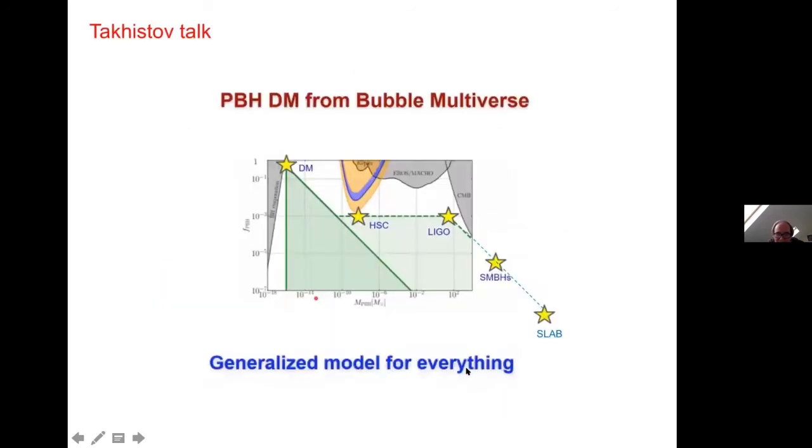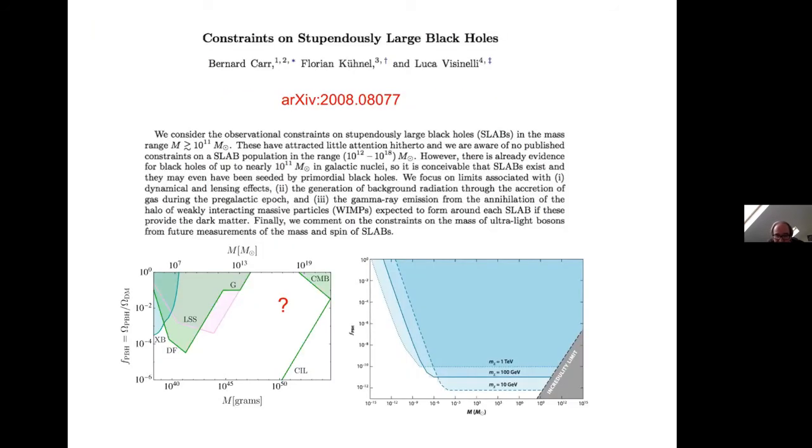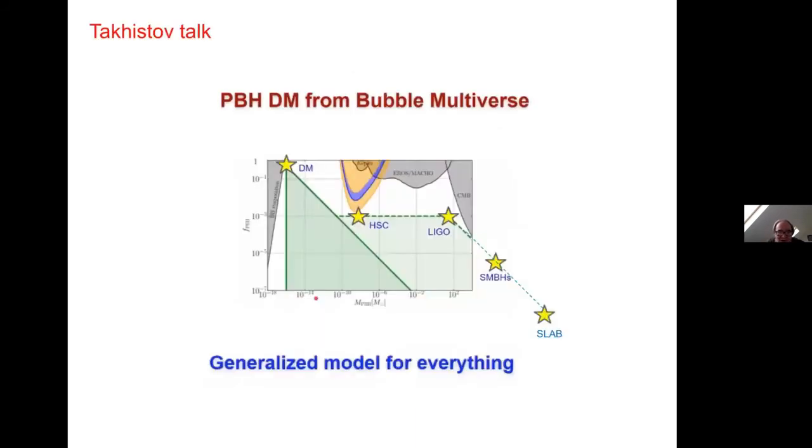And incidentally, you might say, well, if there are these SLABs, where would they come from? And I like the talk by Dr. Takistov, because his model, where you form black holes from bubble multiverses, he only showed it down to the SMBHs, but if you extrapolate that to the SLAB mass, you get SLABs. So it seems to me a feature of that particular model that they will have SLABs.